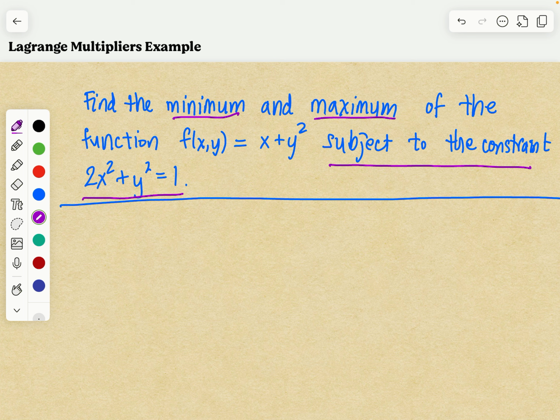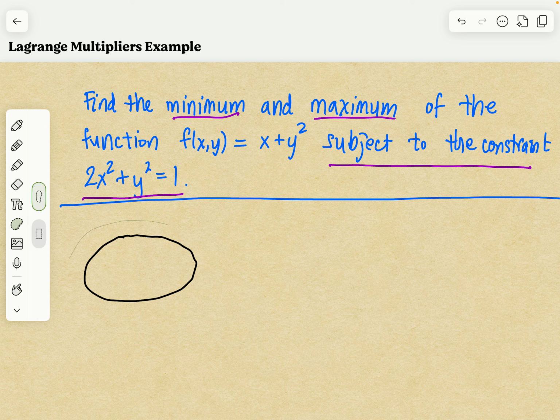So it's not like you're finding the largest and smallest values of x and y over a region, right? It's on an ellipse. So it's like an ellipse like this. If you wanted to find the largest and smallest values inside the ellipse, then you would do the stuff with the critical points, but we don't have that. We're only looking at what happens when the function is restricted to this ellipse. So that's what's telling us that we should use Lagrange multipliers.